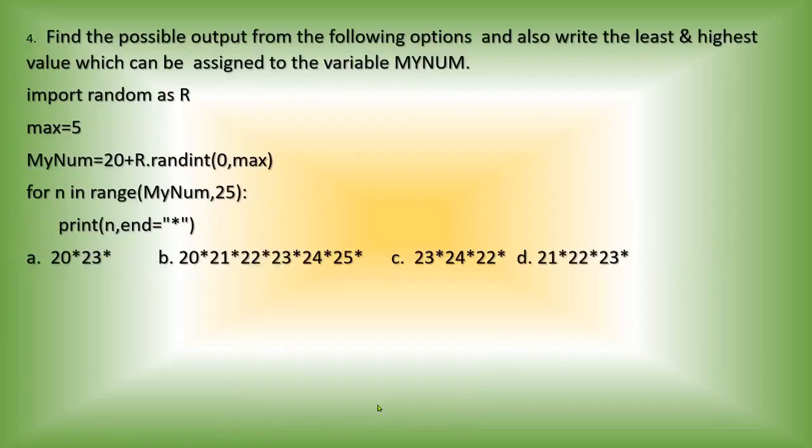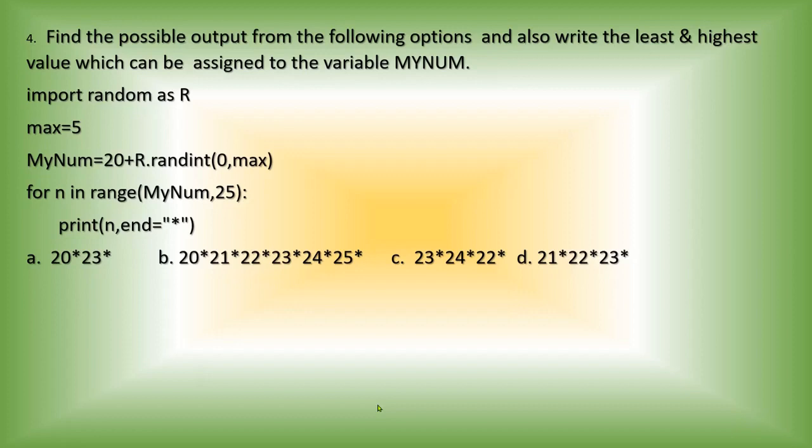Again we can see the next question. Next question is this one. Here, read the question. Find the possible output from the following options, and also write the least and highest value which can be assigned to the variable minor.